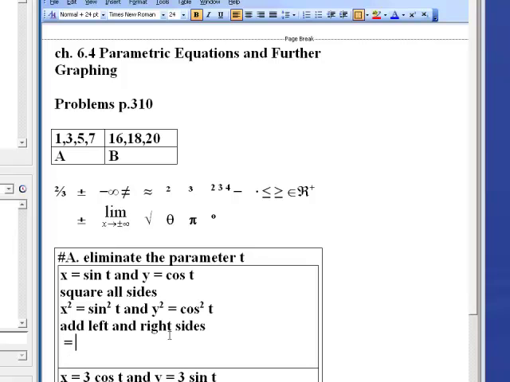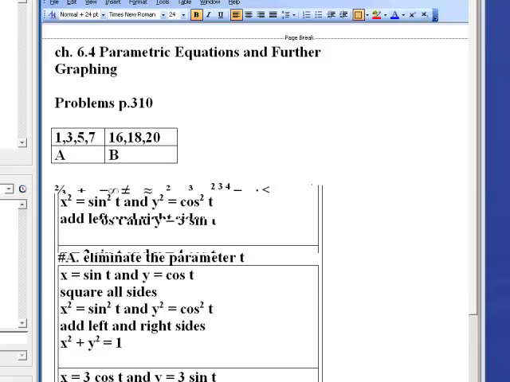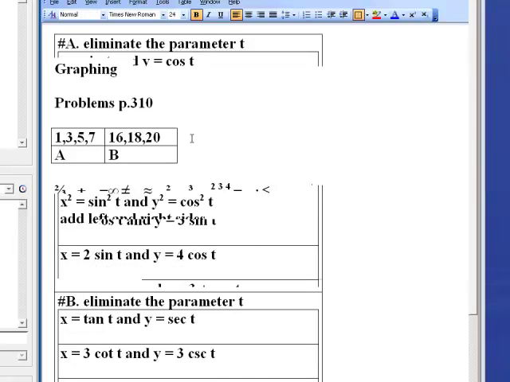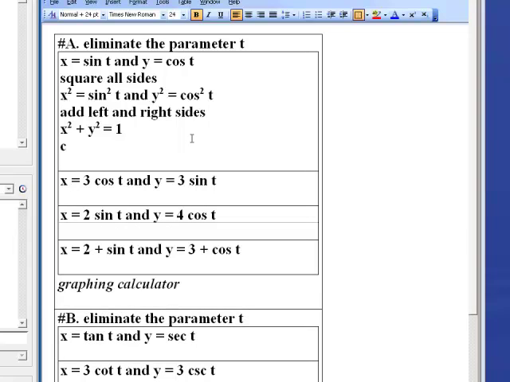And when we do that, on the right hand side, sine squared plus cosine squared equals 1. On the left side, we're going to come up with x squared plus y squared equals 1. And of course, we recognize this one as a circle, which actually served as our unit circle a few chapters ago. Okay, next example. So this one, once we graph it, will be a circle with center at 0, 0.